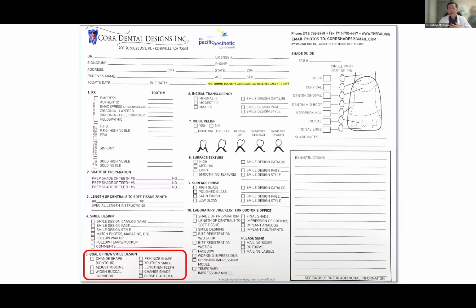And then this part I like. What are the goals of the patient? Are we trying to feminize the smile? Are we trying to make it look more youthful? Because that affects the contour that the lab will use when they do their diagnostic wax up. So it's really important for us to understand the patient's goals.